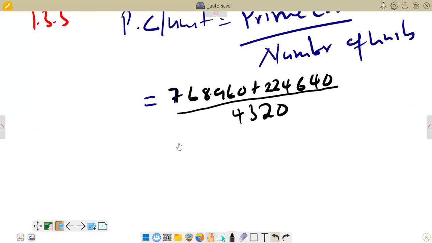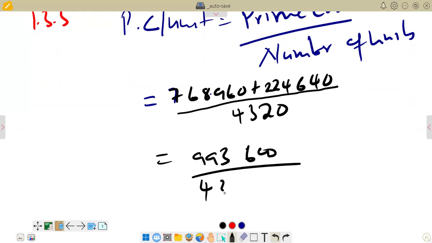So maybe we can start by trying to add so that we get the figure for our prime cost. So we are saying 768,960. And then we add your 424,640. Then we are going to get your 993,600. So here we are saying 993,600. And then this figure you divide it by 4,320. Then you divide them.